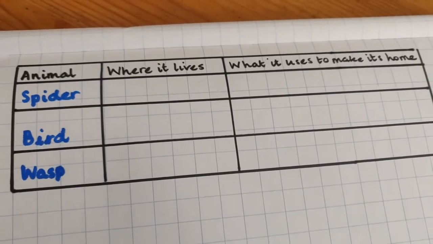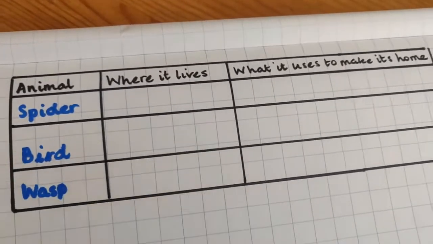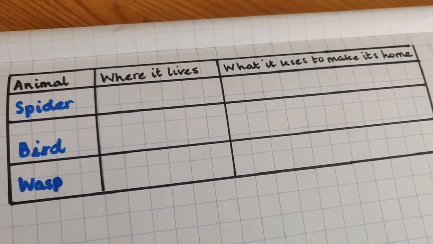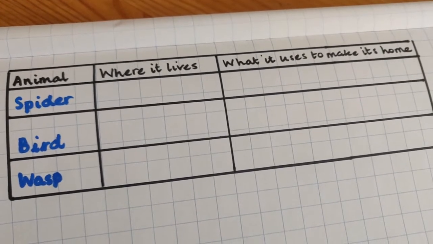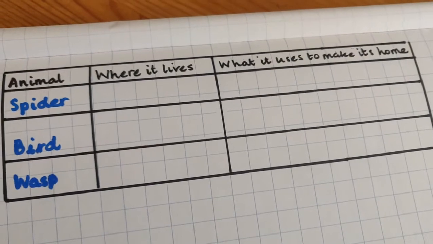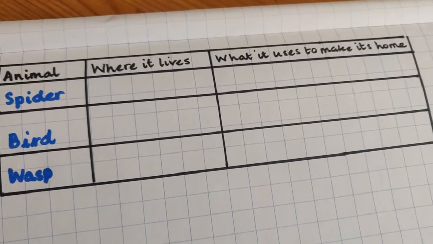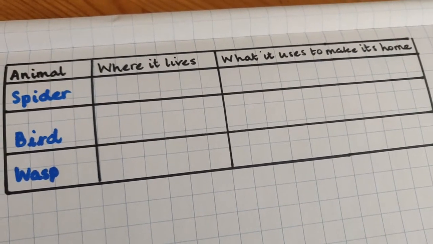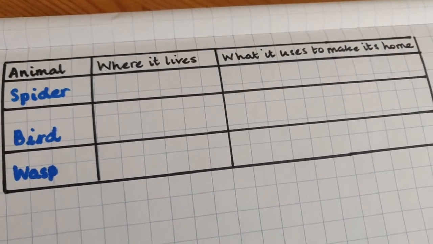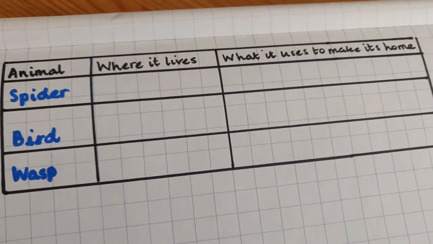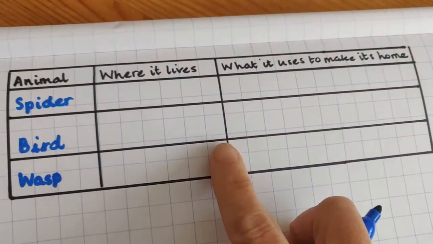Hello everyone, this video is for Year 2, Week 8 and for reading comprehension. In this lesson we're going to be looking at how we can take information from a non-fiction text and put it into different formats such as a table. So we're going to start today. I've got an example of a table here.